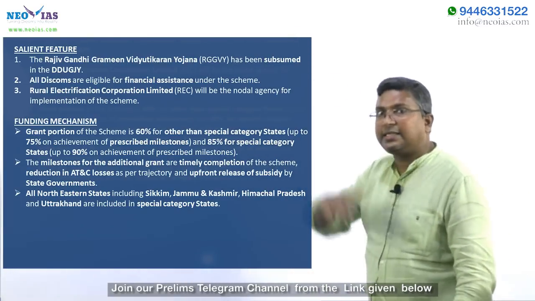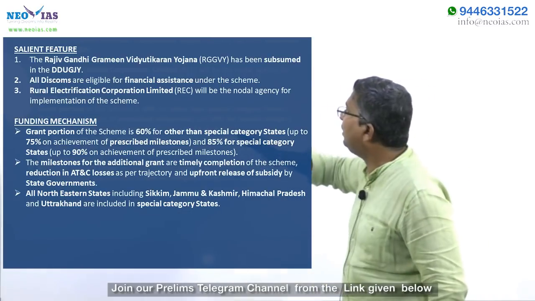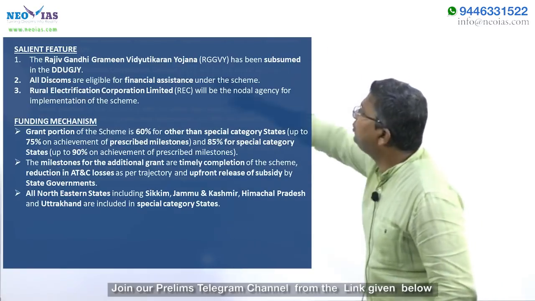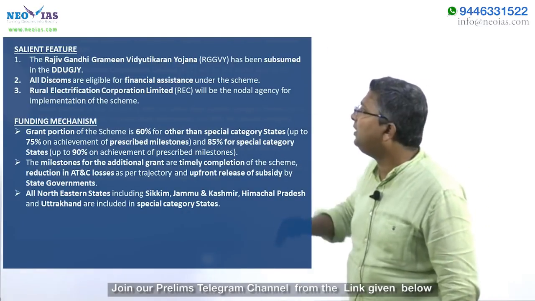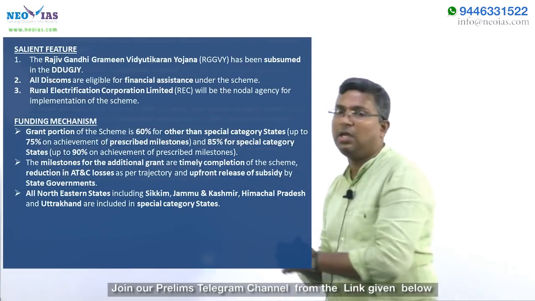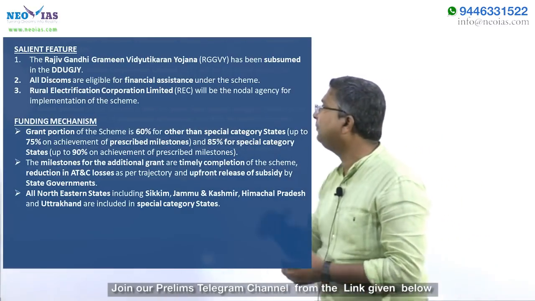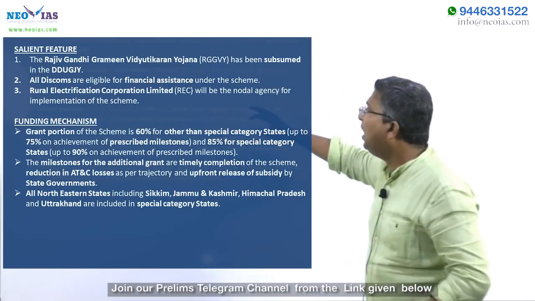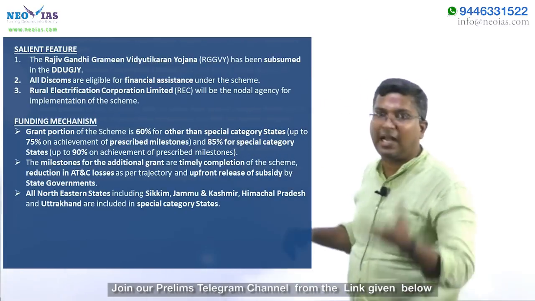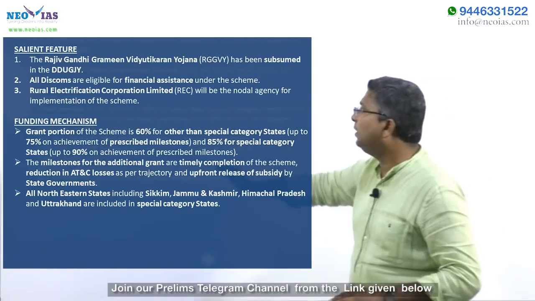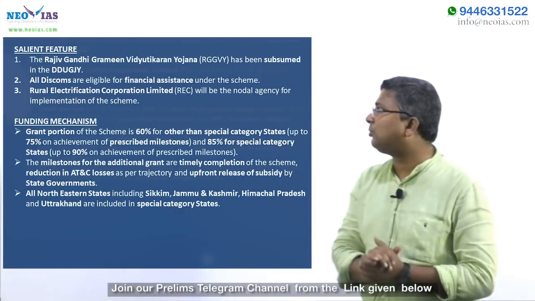Now, the earlier rural electrification scheme, that is what is called the Rajiv Gandhi Gramin Vidyutikaran Yojana, has been subsumed under this Deen Dayal Upadhyaya Gram Jyoti Yojana. So, this earlier UPA government scheme has been subsumed. Now, all DISCOMs, meaning power distribution companies, will get financial assistance under this scheme. Okay, so the grant will be transferred through this to these power distribution companies.